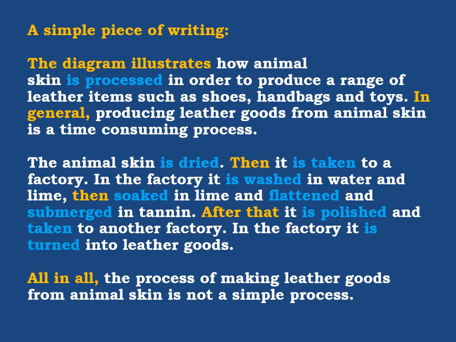If you look at the way we are writing here, describing the diagram, it is the same that we used in describing the other graphs, right? So all in all, the process, and here we have to give a general idea, the process of making leather goods from animal skin is not a simple process. This is general. We are not talking about a specific step. All right.